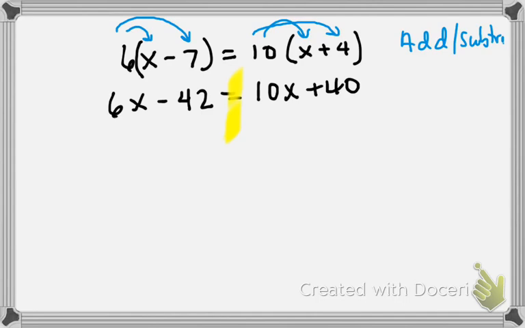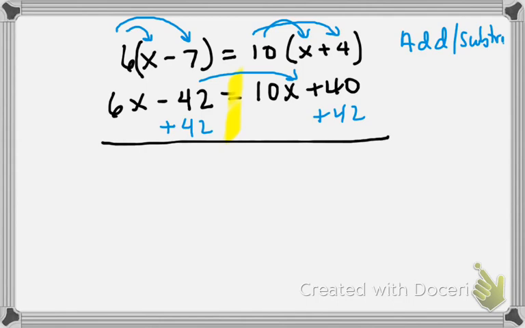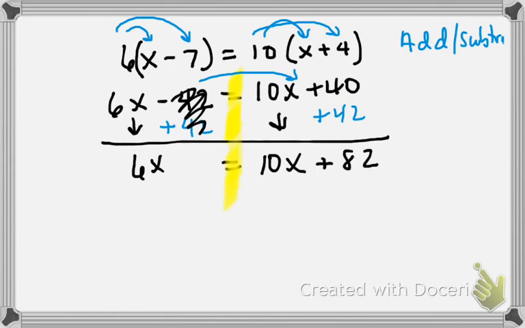Alright, so we have a negative 42. So we want to move the negative 42 over here with the 40. So the opposite of negative 42 is positive 42. I'll bring down my 6x because that's the only thing. This is a zero pair because they cancel each other out. The equal sign is still there, and it's still within the wall. Bring down our 10x and add 40 plus 42, and we get 82.